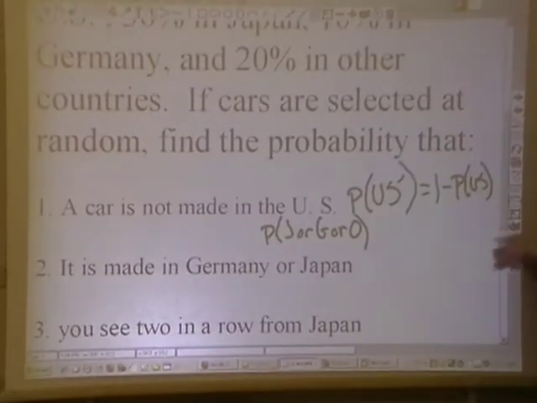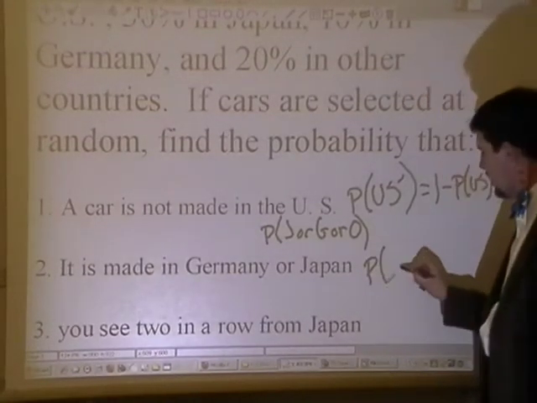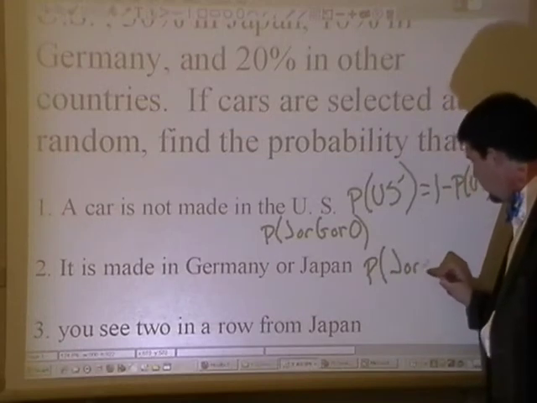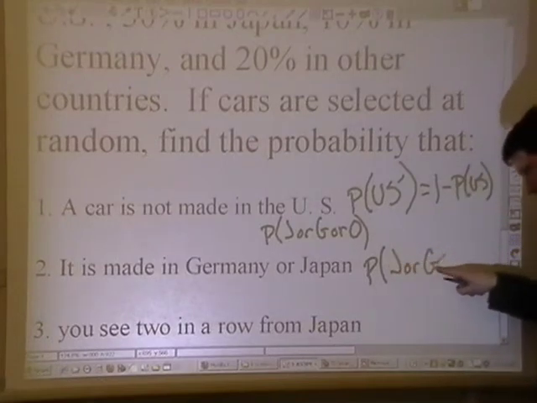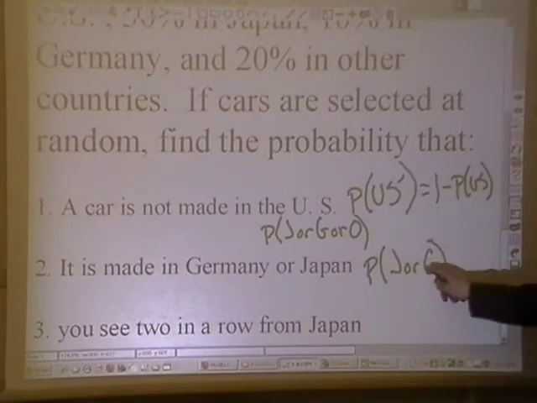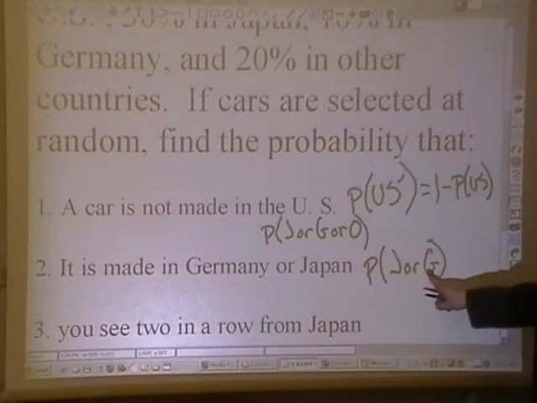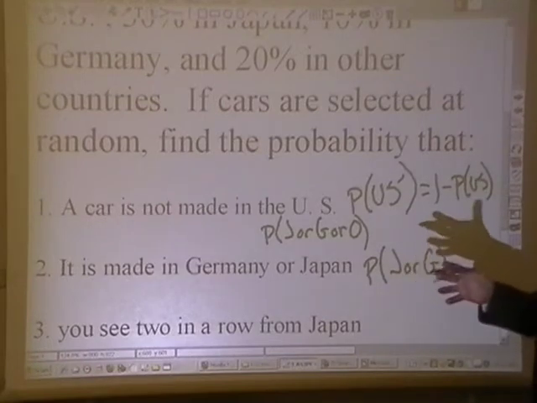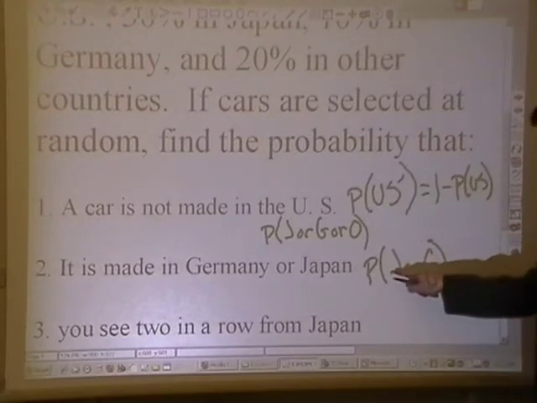All right. Probability is made in Germany or Japan. Probability of Germany or Japan. Or I've got a Japan or Germany here, which would be Jorg. Or if I went the other way, it'd be Gorge. Or means add, because I'm increasing the probability of success here. I'm increasing the successes.